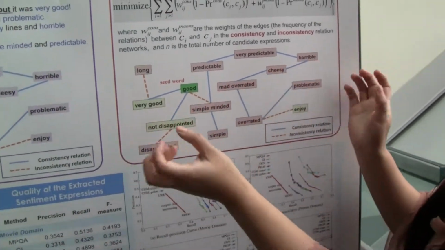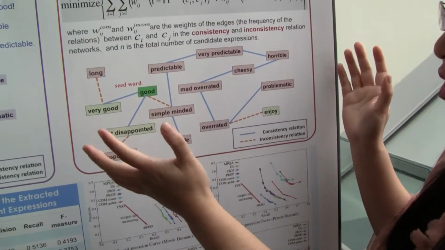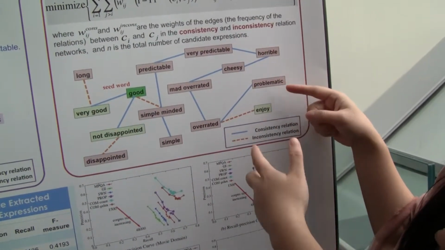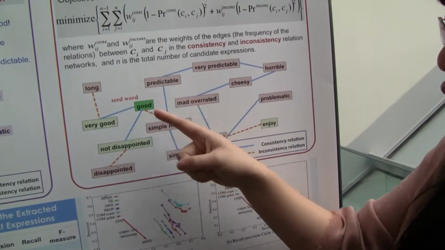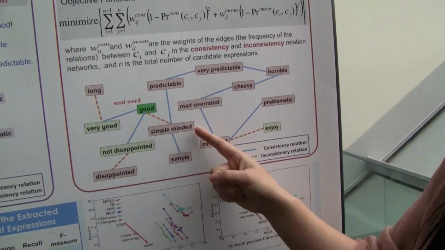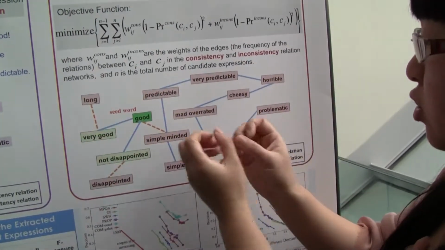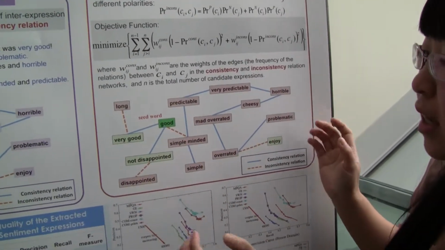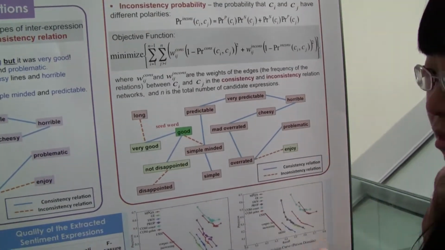So this kind of relation, through a dynamic process, can assign each expression a polarity probability. So if good and simple-minded are connected by some inconsistent relation, that means this one should tend to be negative, something like that. So we can just propagate through this network. Then we can get all these P and N probabilities of each candidate.